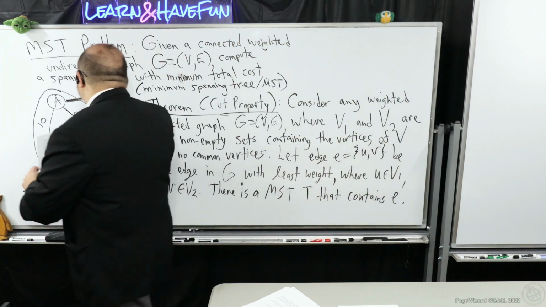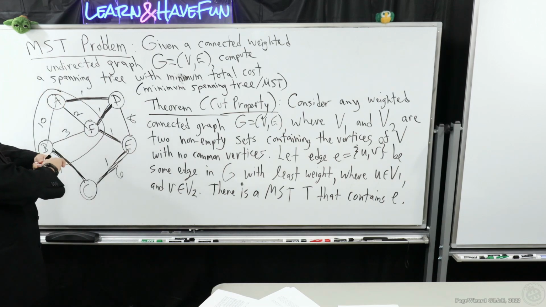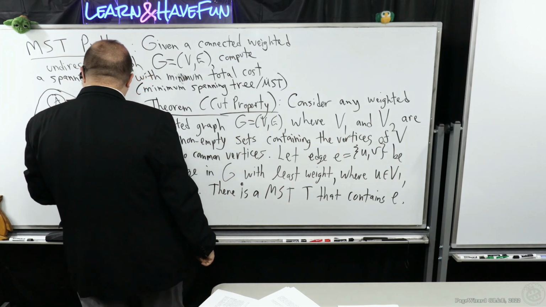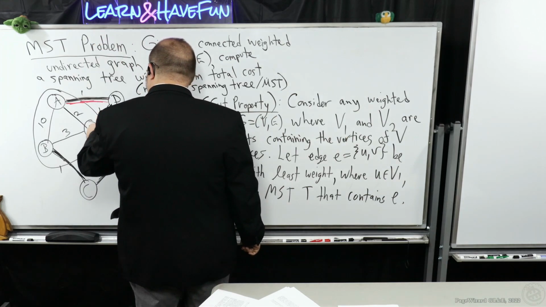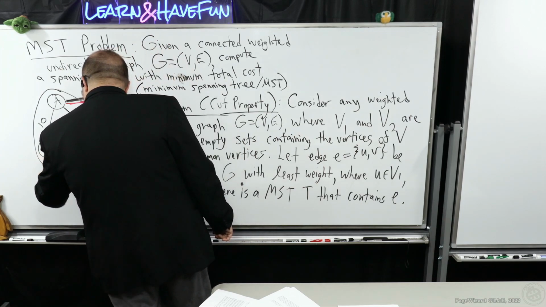So, for example, let me show you which edges these are. There's one edge right here, right? There's that edge. There's this edge. There's this edge. And there's this edge, right?